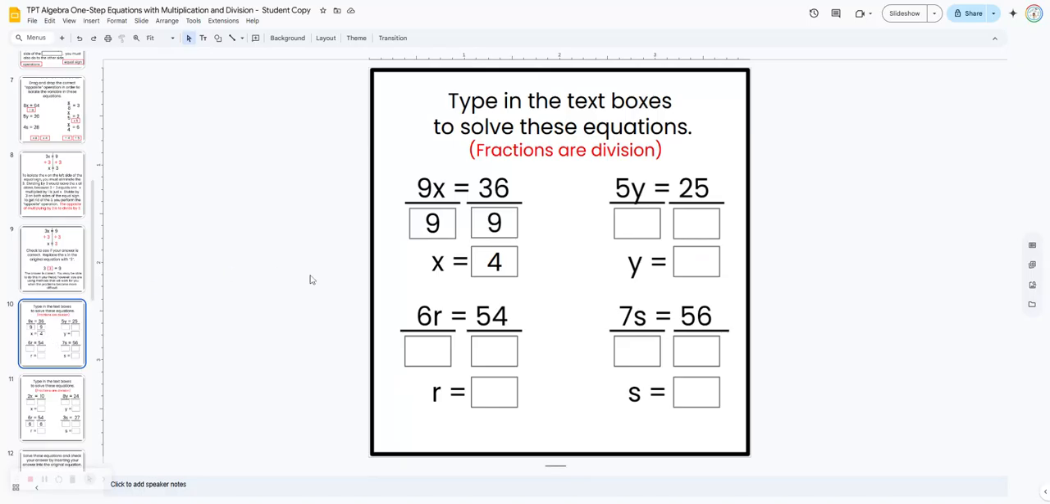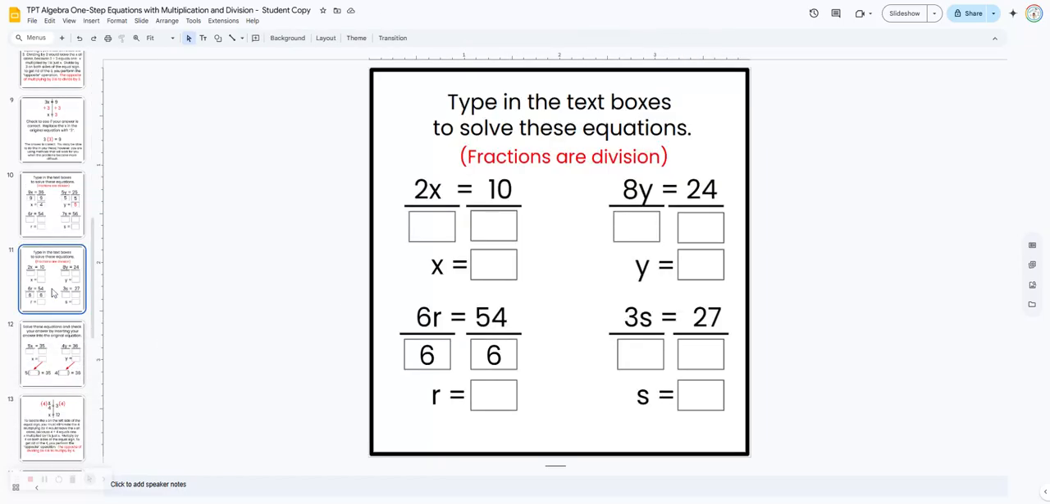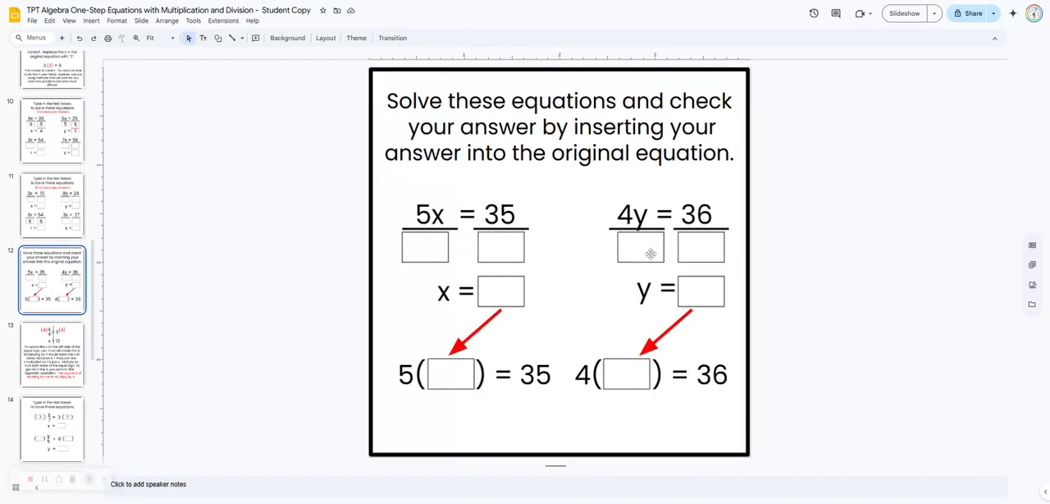Now they're going to be doing some equations. They're going to fill in these text boxes. So here we're going to divide both sides by 5. They just type that in, and then they get y equals 5. And then they're going to do the same thing. They've got more to solve. Here's 4 more equations to solve. Now they're going to solve a couple of equations and then check their answer. So they're going to put their answer in place of the variable in the original equation and see if it works. If it doesn't work, then students are going to go back and try that again.